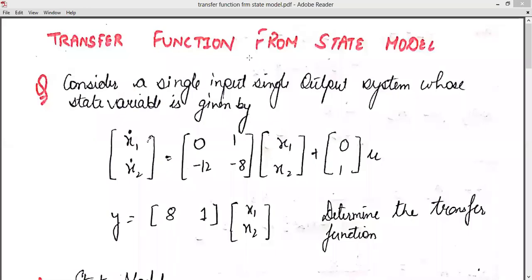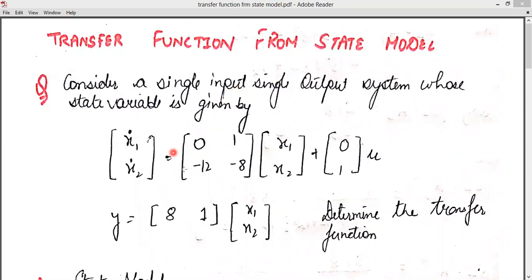Hello everyone. In this video we are going to complete the topic: calculating the transfer function from the state model. In the question we have been given a state equation or state model, and we need to convert it into a transfer function.